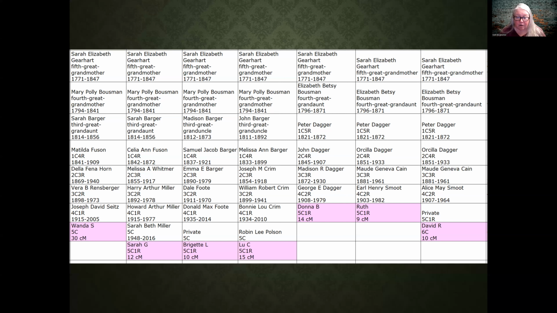If we look at Lou C at the bottom in pink, we've got a William, a Joseph, a John. So no, not a mitochondrial match. So these are autosomal matches to this same ancestor, Sarah Gearhart, but they're not mitochondrial matches. So let's look at Donna. So what do we know about Donna? Well, there's a George in there, a John, and a Peter, so no. And Ruth has an Earl and a Peter, no. And David has a Peter, so no.